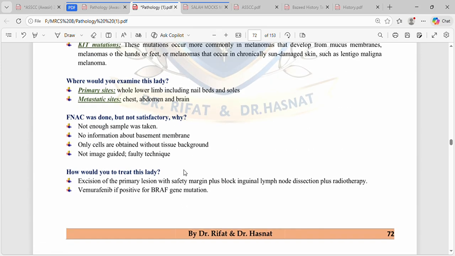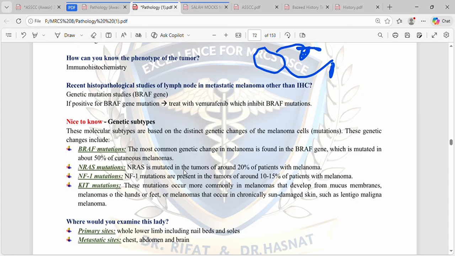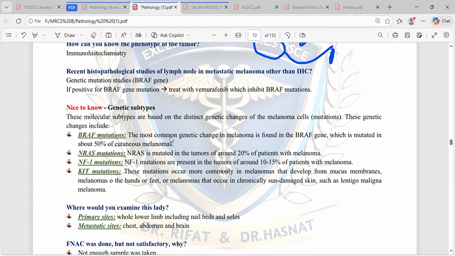Okay, so this is the second video on malignant melanoma. These are the very important genetic subtypes. These molecular subtypes are based on the distinct genetic changes of the melanoma cells and mutations. These genetic changes include a BRAF mutation.